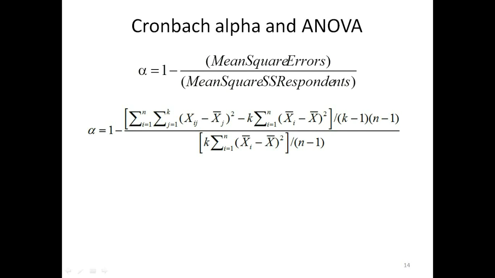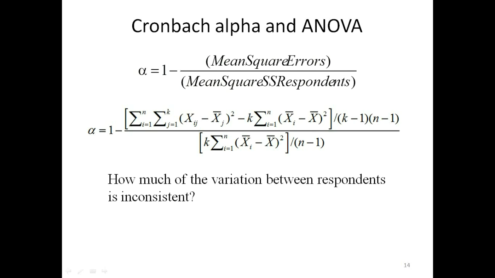And we have to find the numerator, which is the difference between the summed within item variation and the sum of the squared differences between the average scores for each individual and the grand mean divided by the remaining number of degrees of freedom. That's quite a mouthful, so let's see how it is actually done using the example that we have seen. Remember, we're trying to see how much of the variation between respondents is inconsistent.